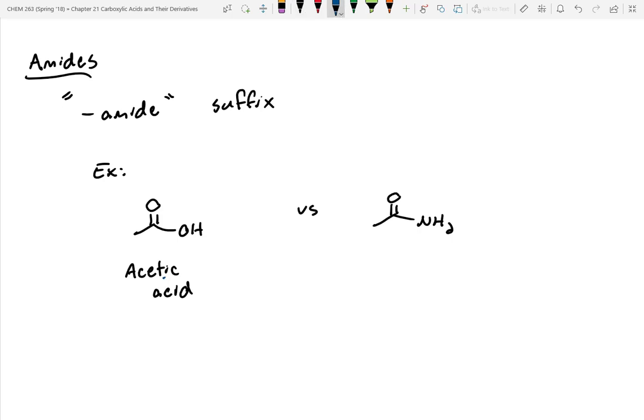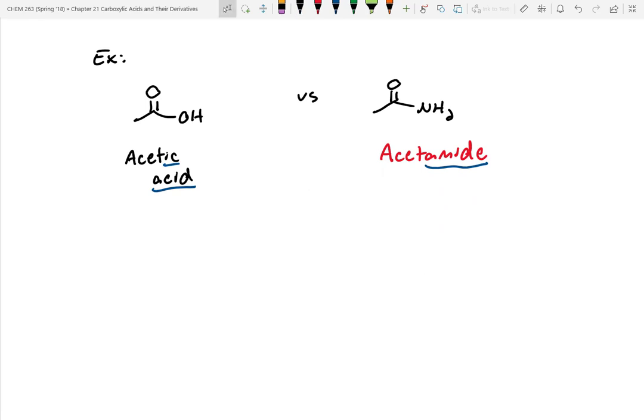And just like before, we're going to pop off the ic acid, and this will turn into acetamide. Does that make sense? So ic acid gets replaced with amide. There's also a few others that are pretty common.